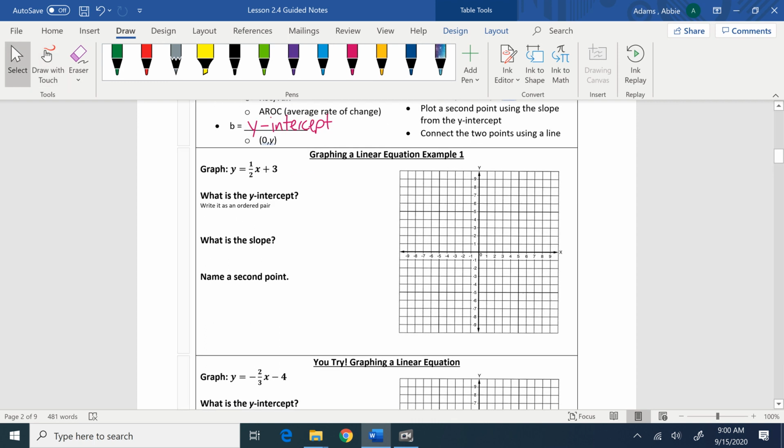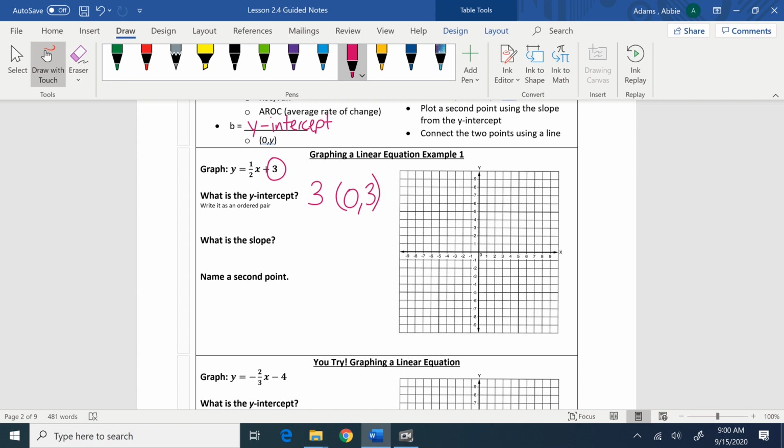We're looking at graphing the line y equals 1/2 x plus 3. So the first thing we have to define is, what is our y-intercept? Well, we know that's our b value, correct? So if I write 3 here, is it wrong? No, but it says to write it as an ordered pair. So if I write that as an ordered pair, I have (0, 3).